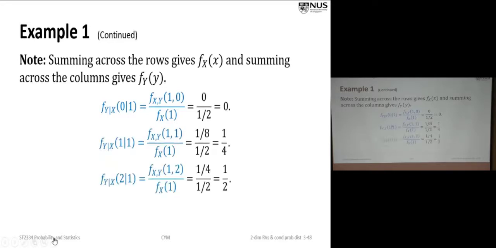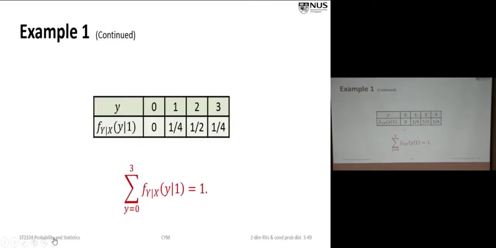All right, so this shows how you got all this. So this is what we have. And then you notice that every entry is bigger than or equal to 0. And when you sum them up, it's equal to 1. All right?